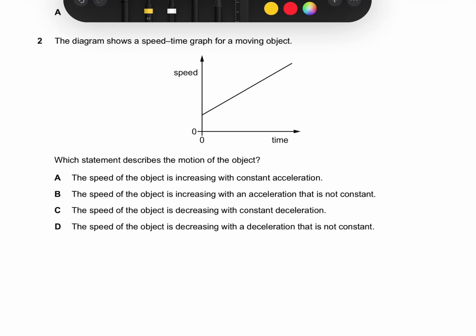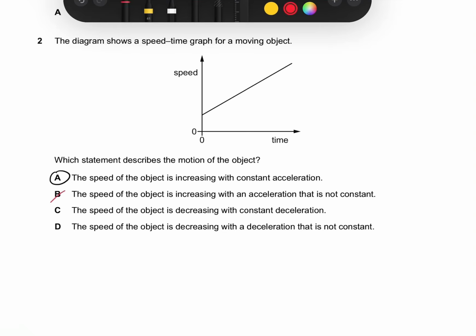If you had a line which was curved like this, that would have been called accelerating at a changing rate, so basically the acceleration is changing. However, since this is a straight line, then the answer is actually the speed of the object is increasing with constant acceleration, number A. B is definitely wrong.